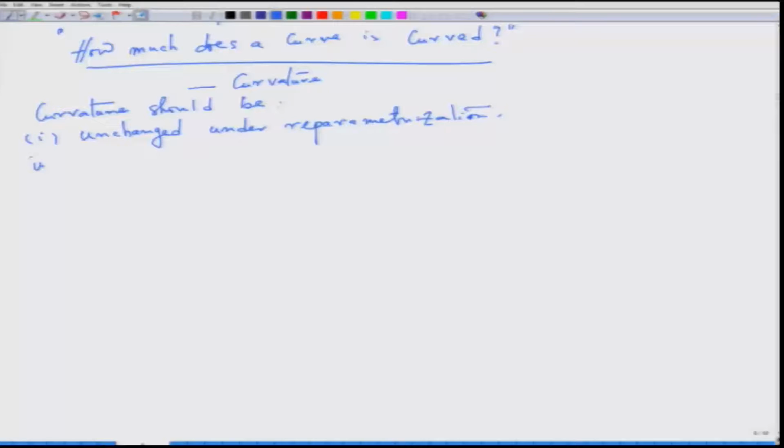And all of you should agree that it is not very bad to propose this condition also, that a straight line should have 0 curvature, because if I move in a straight line, I do not bend at all. So, a straight line should have 0 curvature.